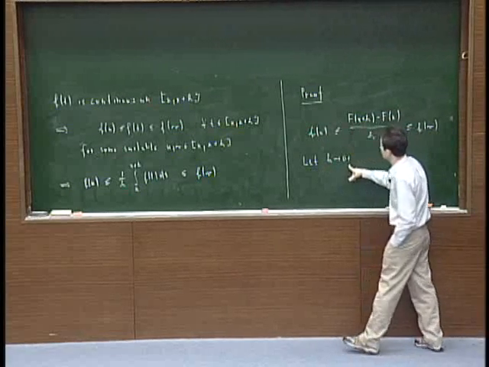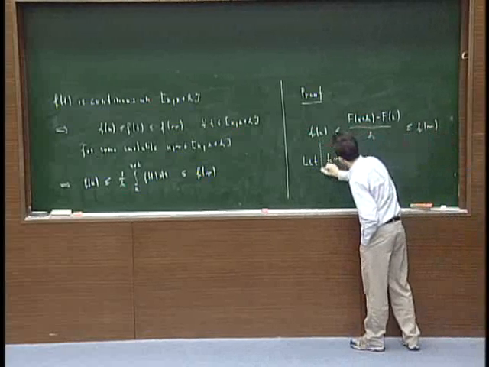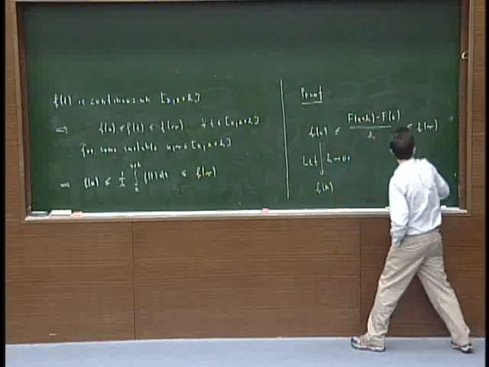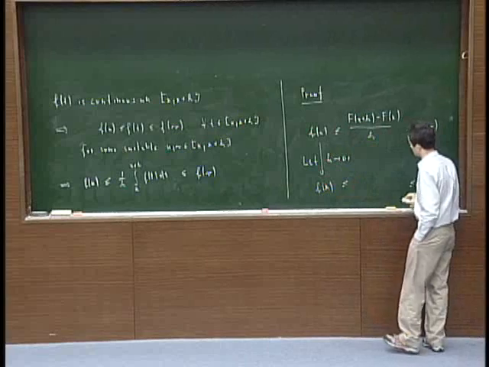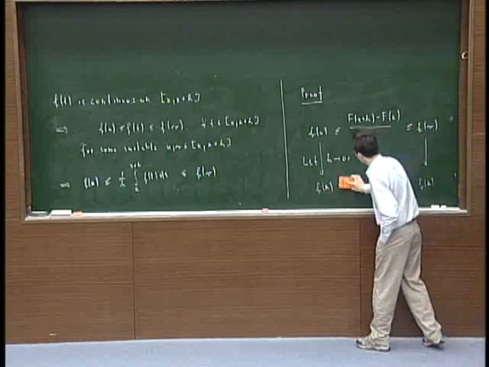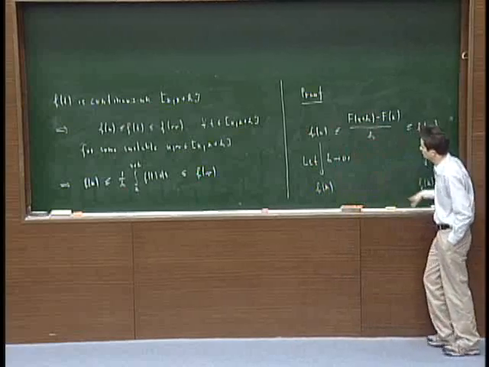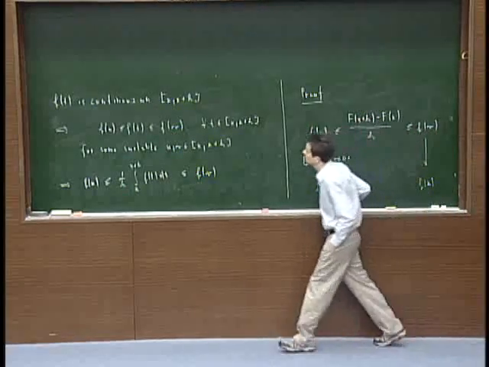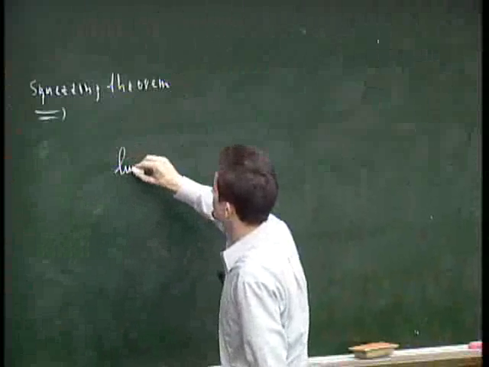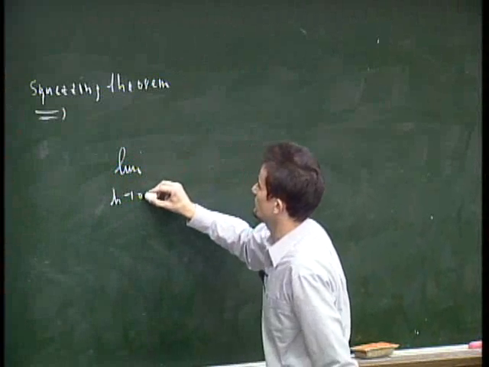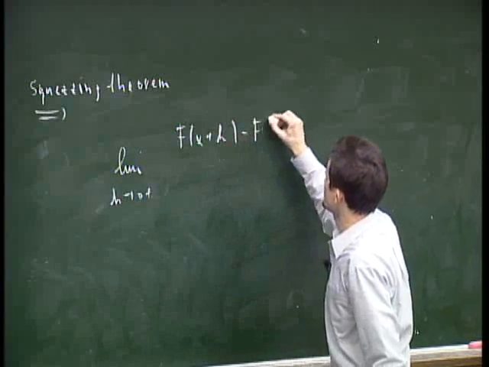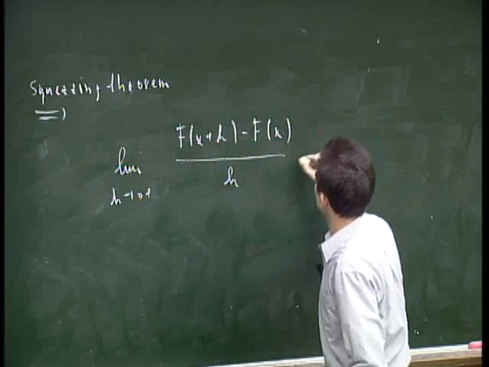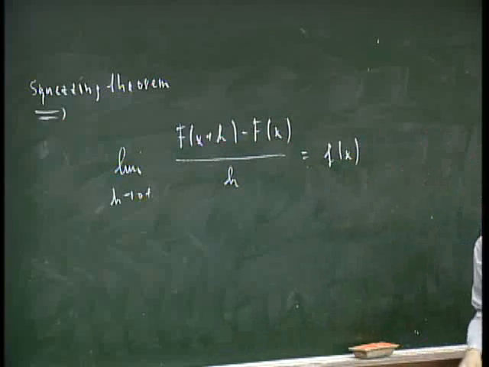So if you let h tend to 0, this here will tend to f of x. This here will tend to f of x. Because they are the same, by the squeezing theorem, this limit as h tends to 0 from the right exists and is equal to f of x. We get that the limit as h tends to 0 from the right of f of x plus h minus f of x over h is f of x. And similar for the limit from the left.